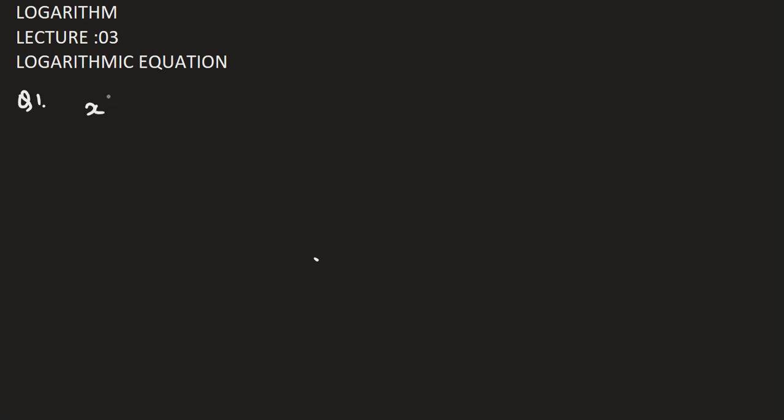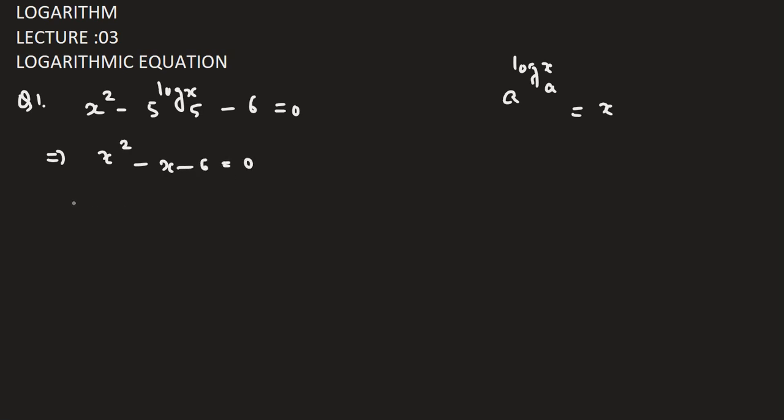The equation is given like that: x square minus 5 to the power log of x base 5 minus 6, which is equal to 0. How to solve this equation? All of you know about that. One property is there: a to the power log of x base a is nothing but x. So here we can write this as x square minus x minus 6, which is equal to 0. This we can write as x minus 3 multiplied with x plus 2, which is equal to 0.